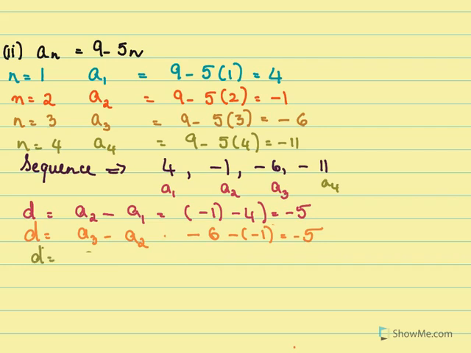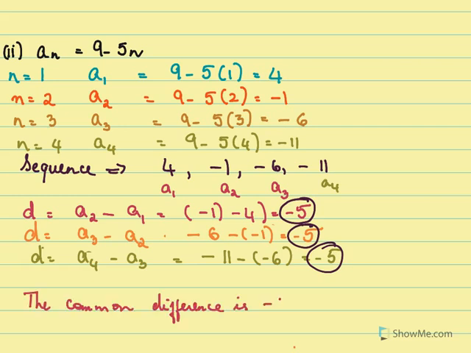Here we have d. Please watch the video till the end and then you complete the sum, because I made a couple of mistakes in the sum. So a4 is minus 11 minus of minus 6, which is minus 5. So all the d's are coming the same. This is minus 5, minus 5, minus 5. So since the common difference is the same, this must be an AP. The common difference is minus 5. So it is an AP.